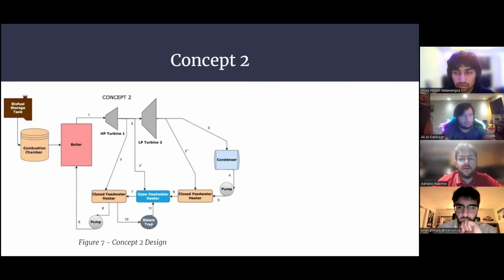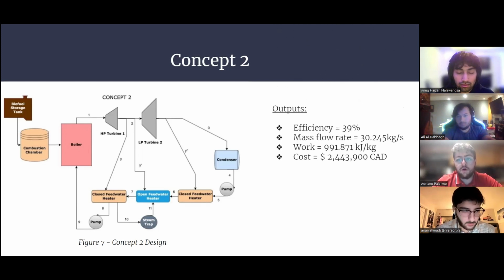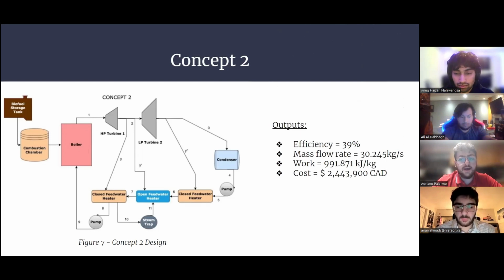In our figure, you can see that our solar energy is now cut out of the equation. This is because solar panels are very expensive to make. So as a result, we went with just biofuel as our source of power. The cycle, however, remains mostly the same, with no changes being made in the actual cycle itself. The outputs in this case are still a 39% efficiency, the same mass flow rate, and the same work done. However, an extreme cut in budget was made.